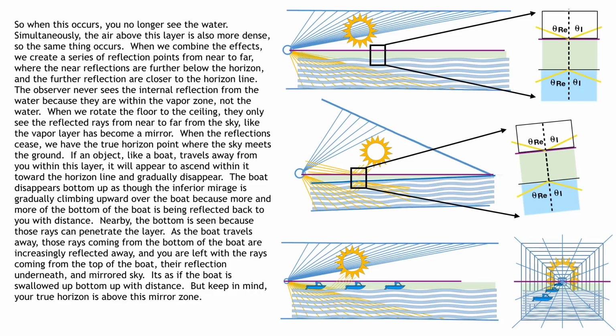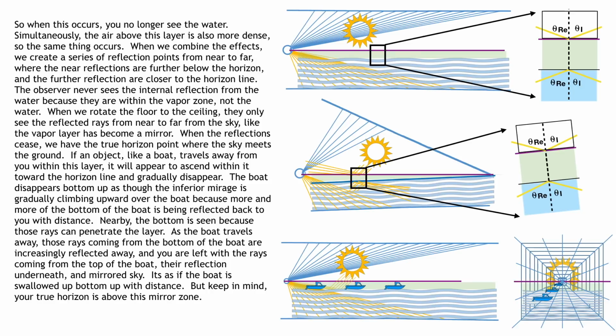So when this occurs, you no longer see the water. Simultaneously, the air above this layer is also more dense, like we talked about, so the same thing occurs, and we just stack them on top of one another. When we combine the effects, we create a series of reflection points from near to far, where the near reflections are further below the horizon, and the further reflections are closer to the horizon line.